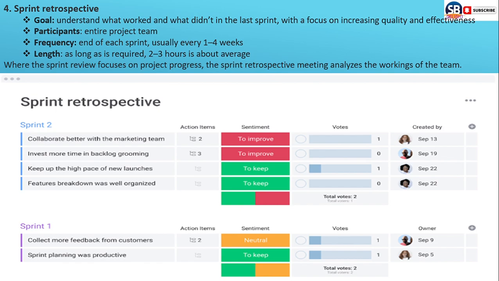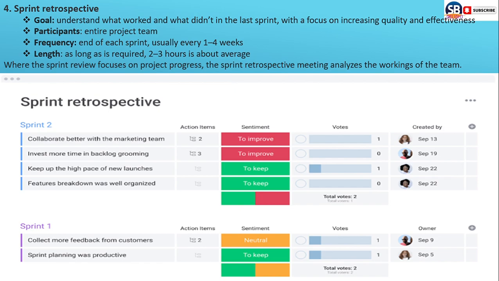Final one is sprint retrospective. Goals, participants, who is going to participate, frequency, length. These are all things you can see here. Goal means understanding what worked and what did not in the last sprint, with a focus on increasing quality and effectiveness. Participants means the entire project team will join this call. Frequency means at the end of each sprint, usually every 1 to 4 weeks. Length means as long as is required. 2 to 3 hours is about average.